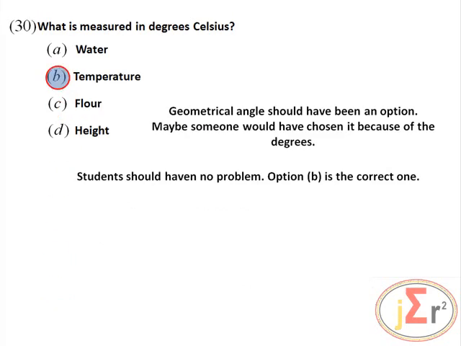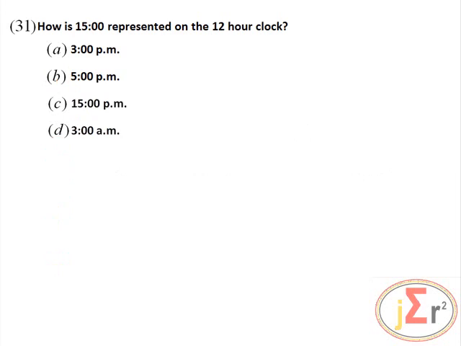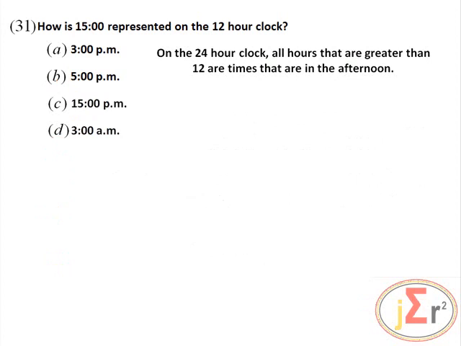Temperature. Good. How is 1500 hours represented on the 12-hour clock? 1500 hours, how is that represented on the 12-hour clock? I'm going to use the calculator to tell me this time. On the 24-hour clock, all hours that are greater than 12 are times that are in the afternoon. So on the 24-hour clock, a number that is greater than 12 is some time that is in the afternoon. So noon, that is midday, would have gone already for any number that is greater than 12.